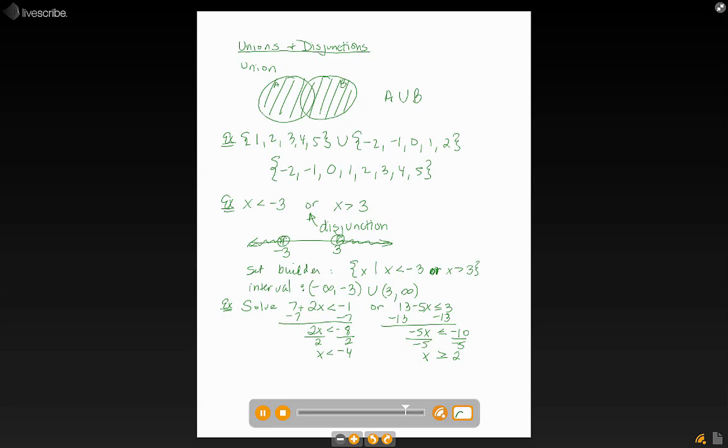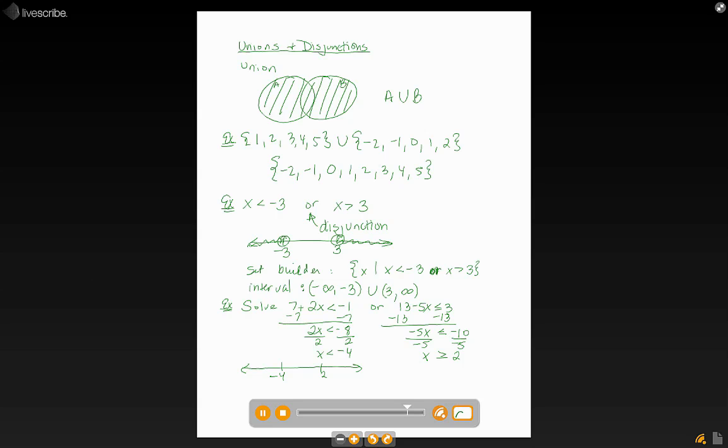So now, to graph this guy, remember you don't have to have 3 different graphs here. You could just do it right away because you're going to graph everybody anyways, right? Because of the word or, you're going to include everybody, so just do it once. So what numbers do you put on the graph? -4 and 2.